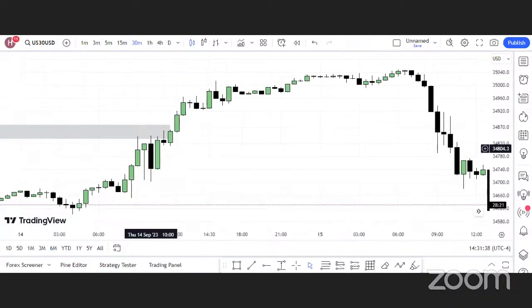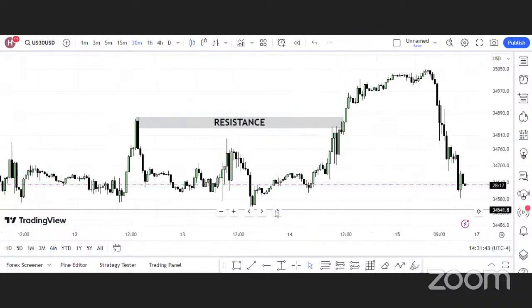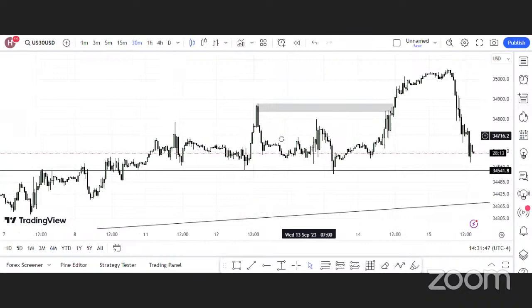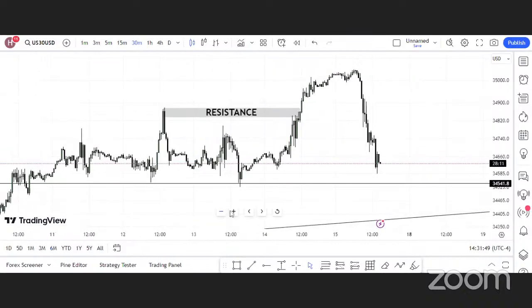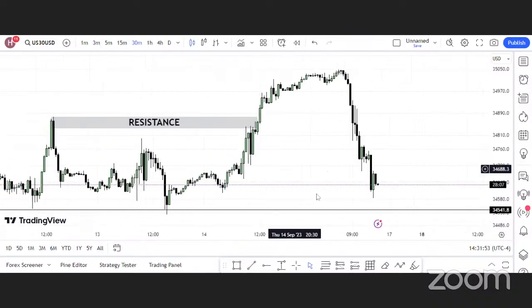So that is how to plot your resistance. All right. So now let's plot for support. So where can we plot our support zone right now? Where can we plot our support zone?